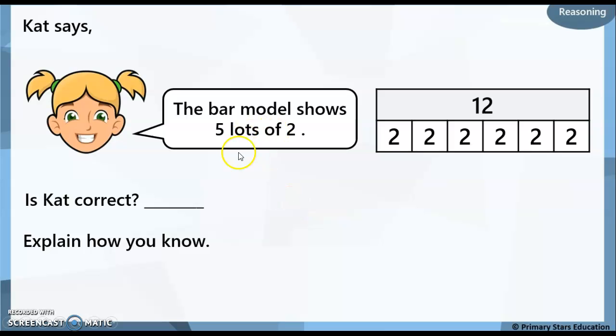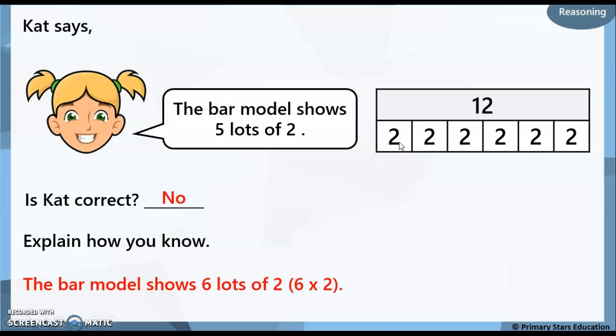Kat says the bar model shows 5 lots of 2. Is she correct? No, because the bar model shows 1, 2, 3, 4, 5, 6 groups of 2. So it would be 6 times 2, or 2 plus 2 plus 2 plus 2 plus 2 plus 2 equals 12. If it was 5 lots of 2, there'd be 5 2s, and 5 times 2: 2, 4, 6, 8, 10.